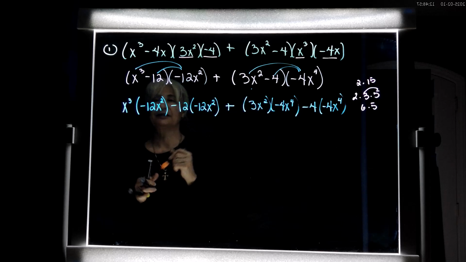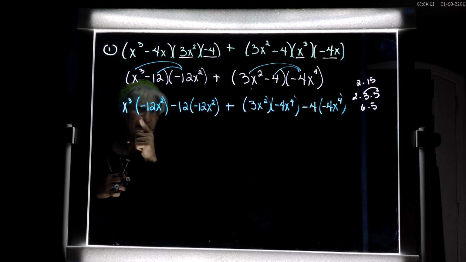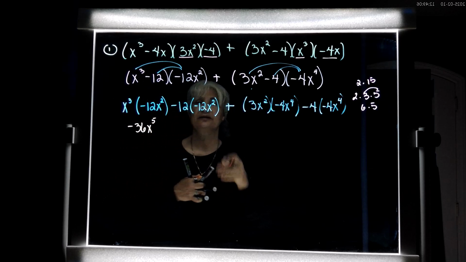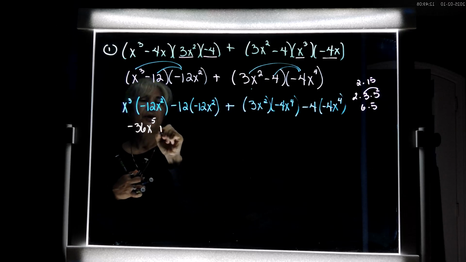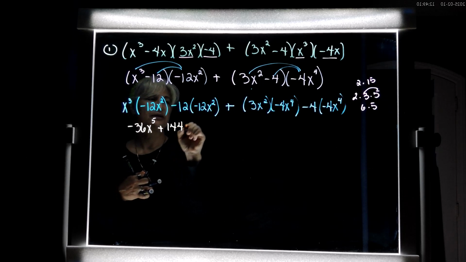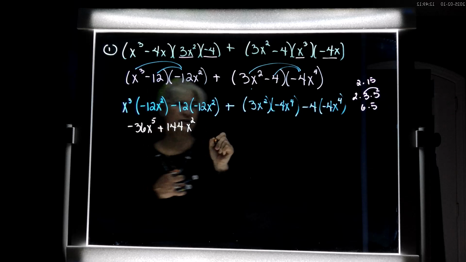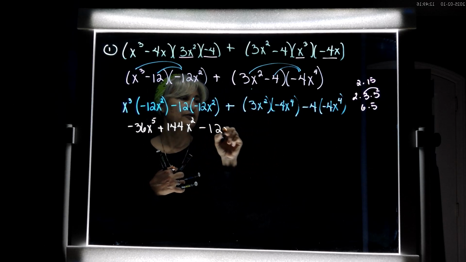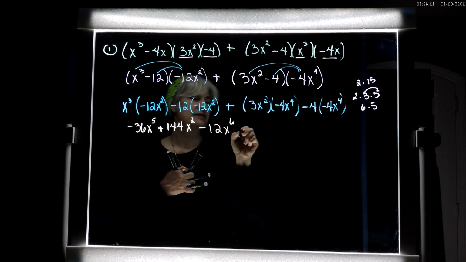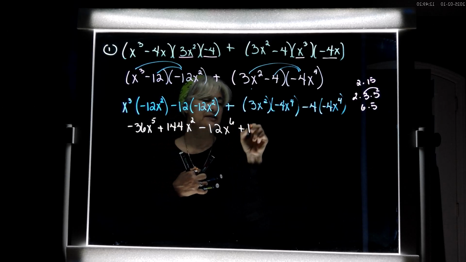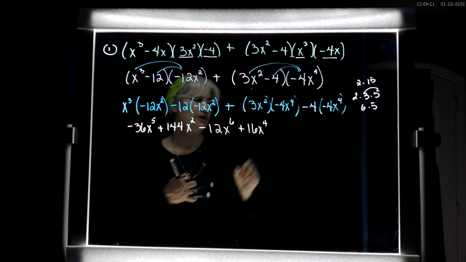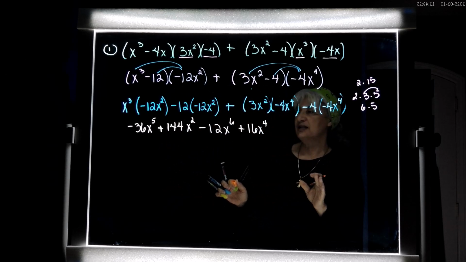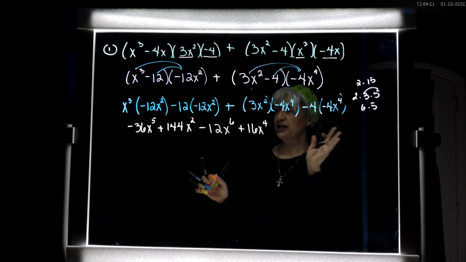All right, let's look at the next line. Tell me what we get. Good, negative 36x to the fifth, add exponents, lovely. Here, positive 144x to the second. Good, you guys are doing great. Talk to me. Minus 12x to the sixth and plus 16x to the fourth. Okay, distribution is done. Parentheses gone, check.